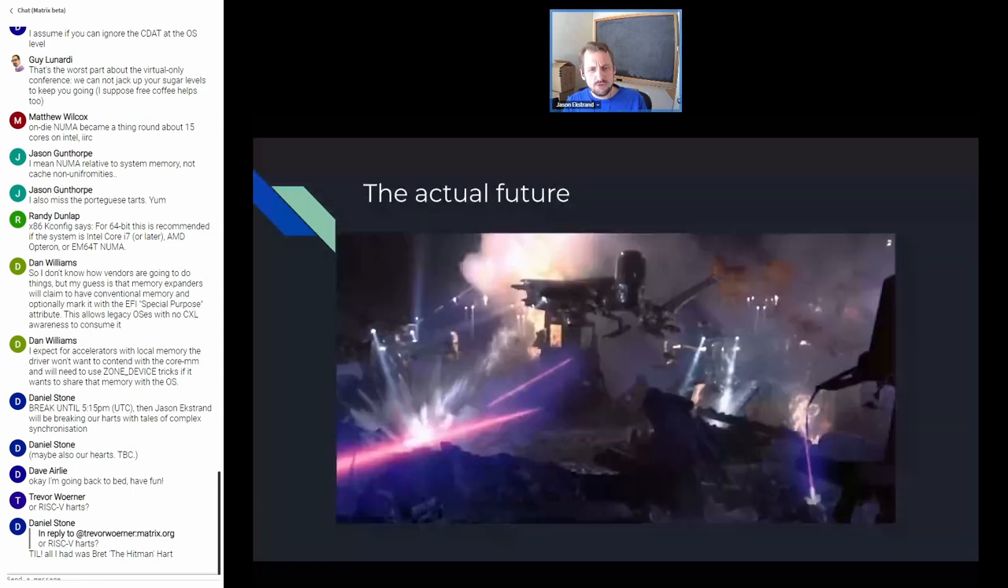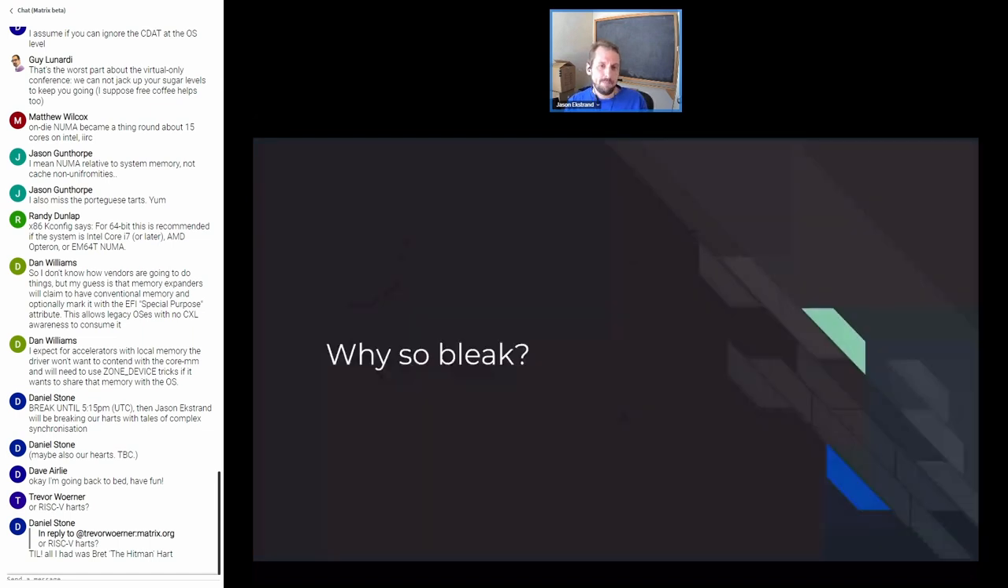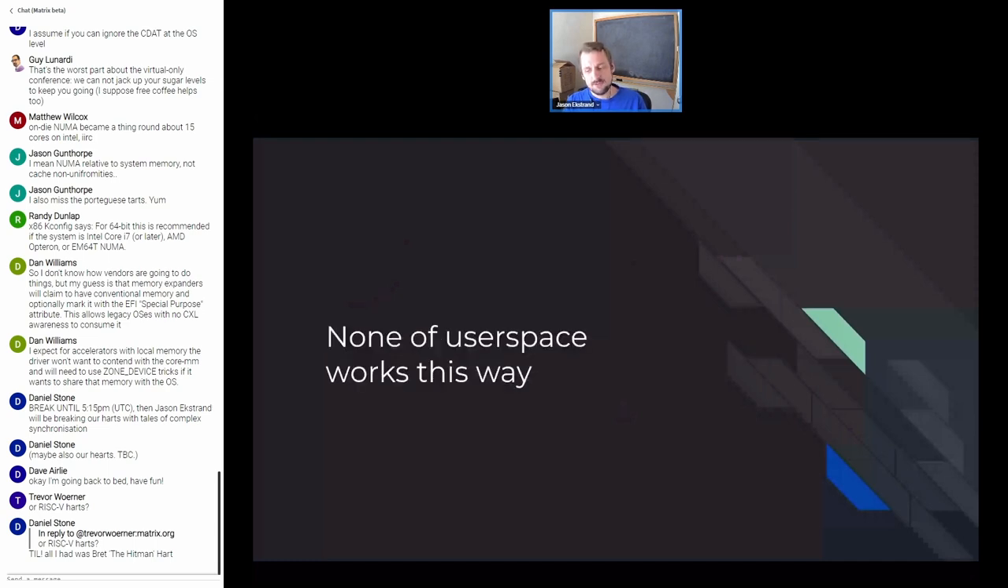So the actual future is a little more grim than what I've said would be beautiful and wonderful. Why? Well, the short version is that none of user space works this way. All of user space uses all of these sync objects and sync files, and they all tie back to DMA fence, and DMA fence requires finite time, and we can't guarantee that with memory fences or with any sort of user space controlled fence.